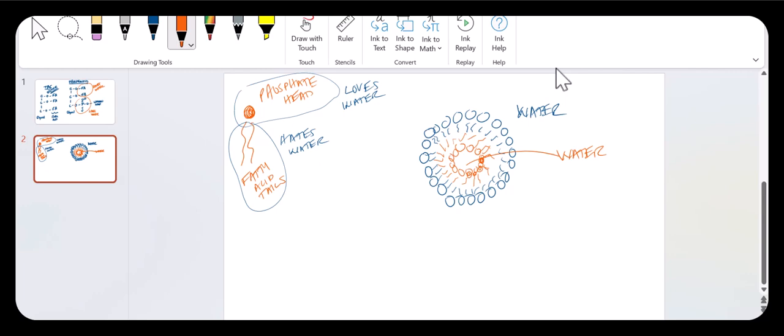We're going to talk more about the cell membrane, but I just wanted to give you that structure and how that lines up.